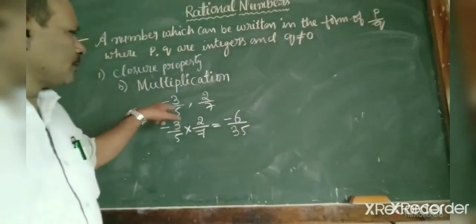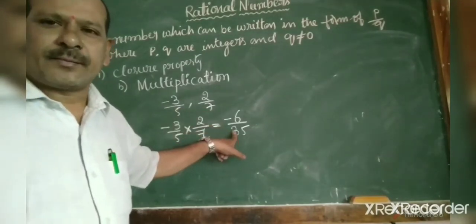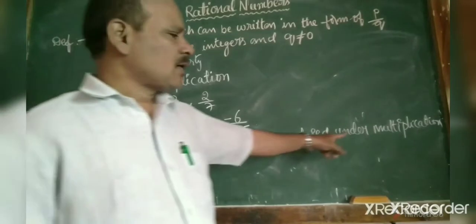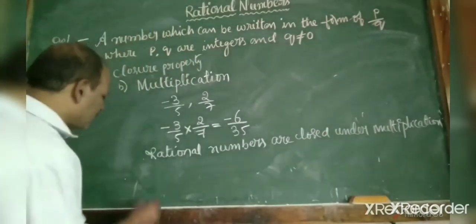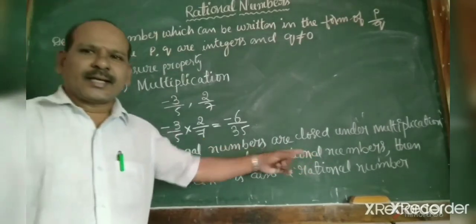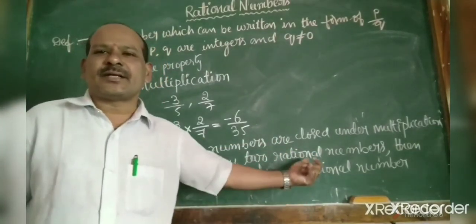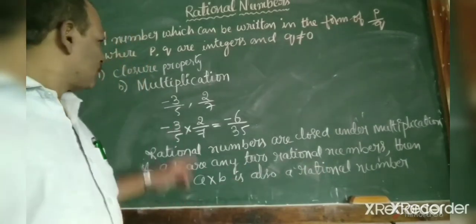When I am doing multiplication of two rational numbers, the result is also a rational number. Rational numbers are closed under multiplication. If A and B are any two rational numbers, then A into B is also a rational number. Now let us go for division.